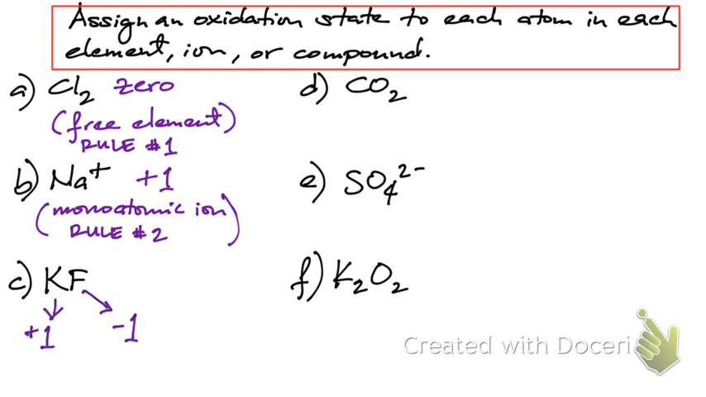For carbon dioxide, we've done this earlier, right? So oxygen has higher priority here. So oxygen has a -2 oxidation number. Multiply that by 2, you get -4. So carbon must have a +4.